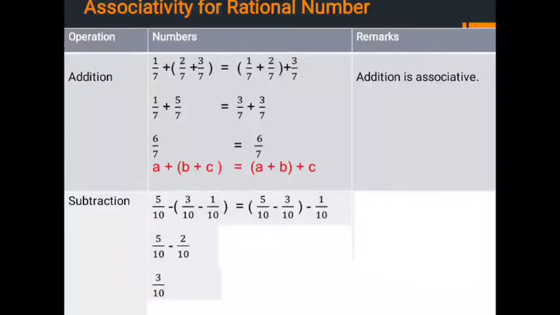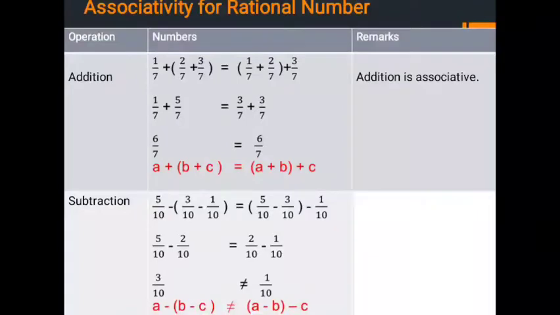Let's solve the other side. 5 minus 3 will be 2 upon 10 minus 1 upon 10. Further, we have the answer as 1 upon 10, which is not equal to 3 upon 10. So in this case, the expressions are not equal. So what you do first does matter. Therefore, we can say a minus (b minus c) is not equal to (a minus b) minus c. Therefore, subtraction is not associative for rational numbers.